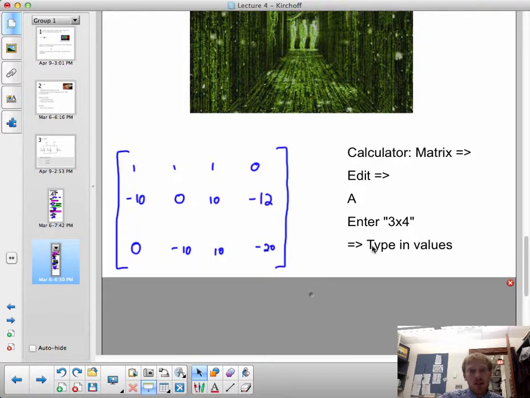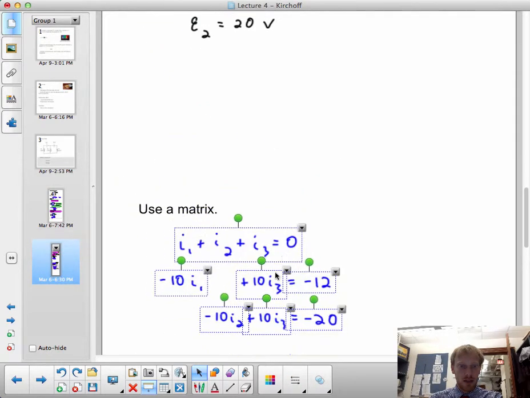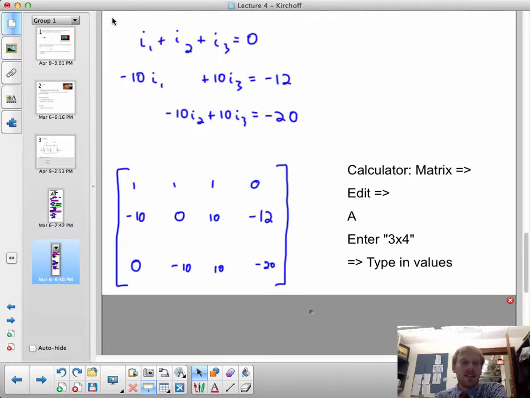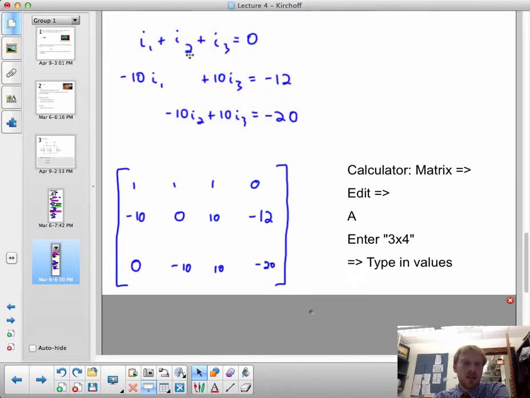And here is the way. I'm basically going to say to my calculator, hey, solve that system of equations. Here's how I'm going to do it. 1 of I1 plus 1 of I2 plus 1 of I3 is equal to 0. Minus 10 of I1 plus none of I2 plus 10 of I3 is equal to minus 12. And none of I1 minus 10 of I2 plus 10 of I3 is equal to minus 20.